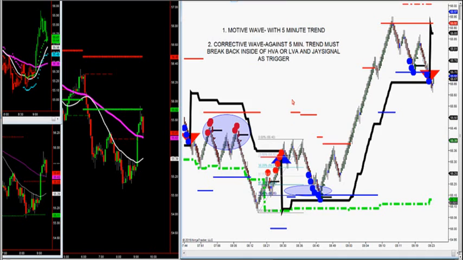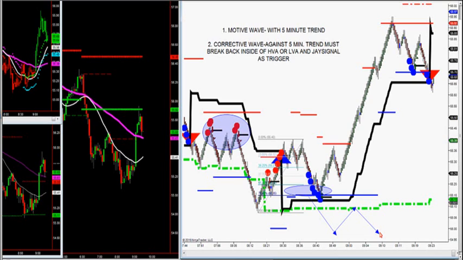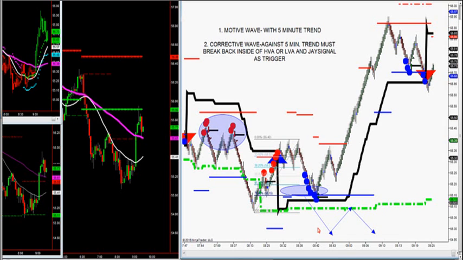So a motive wave would have been this. Let's say J signal wouldn't have got us in, and it broke back below LVA. That's okay, because now you're with the 5-minute trend and you look for a J signal ABC short. But the corrective wave has to have one characteristic. It must break back inside of low value area for a long. It must break back inside of HVA for a corrective wave short. It must break back inside for a corrective wave long.